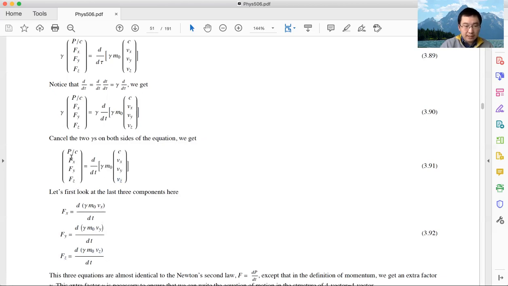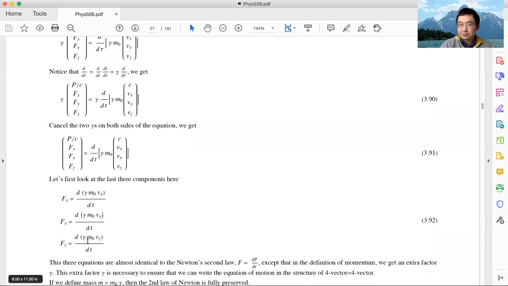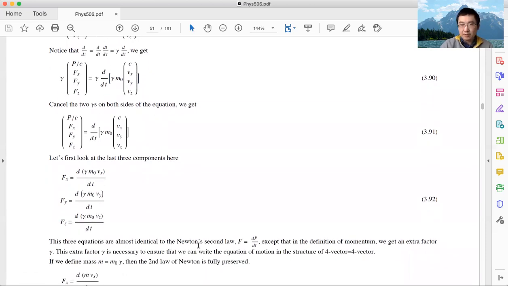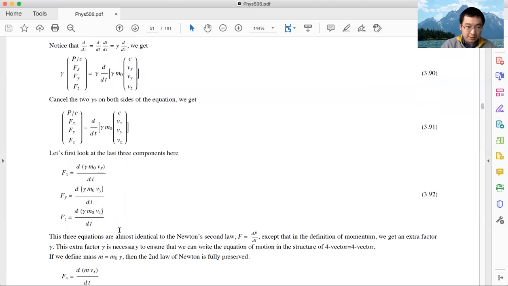Okay. So the last 3 components of the left-hand side equal to the last 3 components of the right-hand side, which gives me 3 equations. These 3 equations are very similar to Newton's second law, but as we said, it's a modified version of Newton's second law. This equation is nice because this physics law stays the same in different reference frames if we do a Lorentz boost.